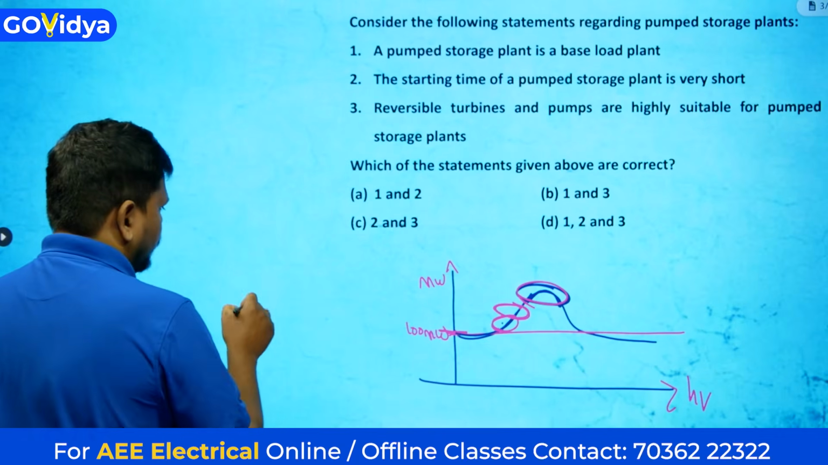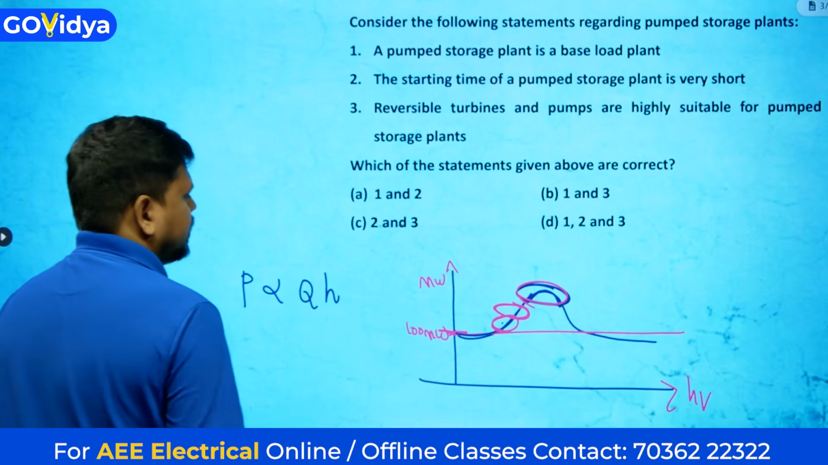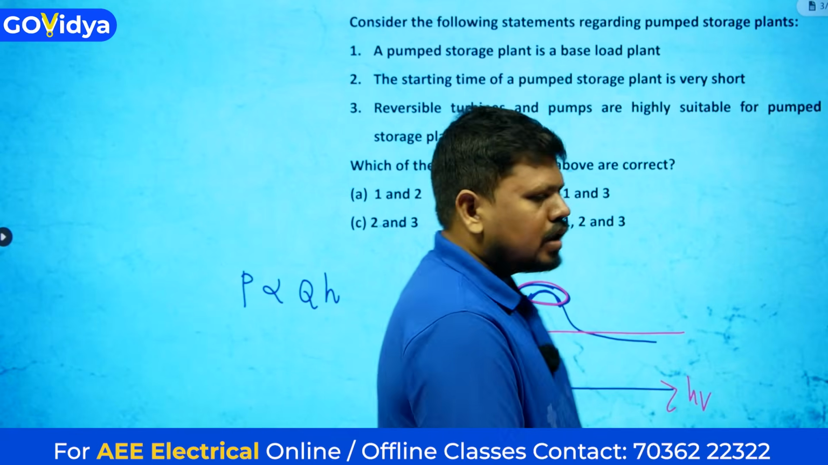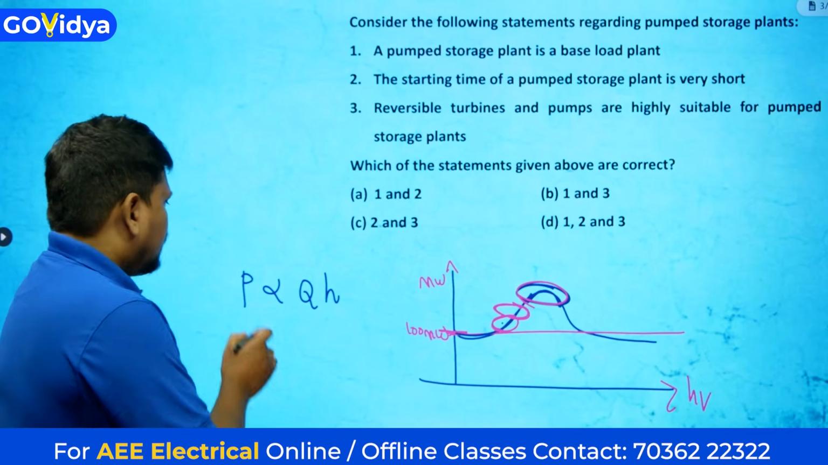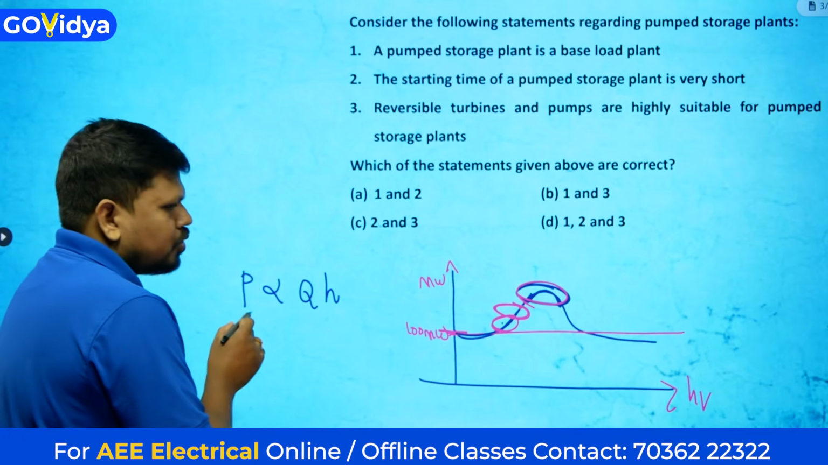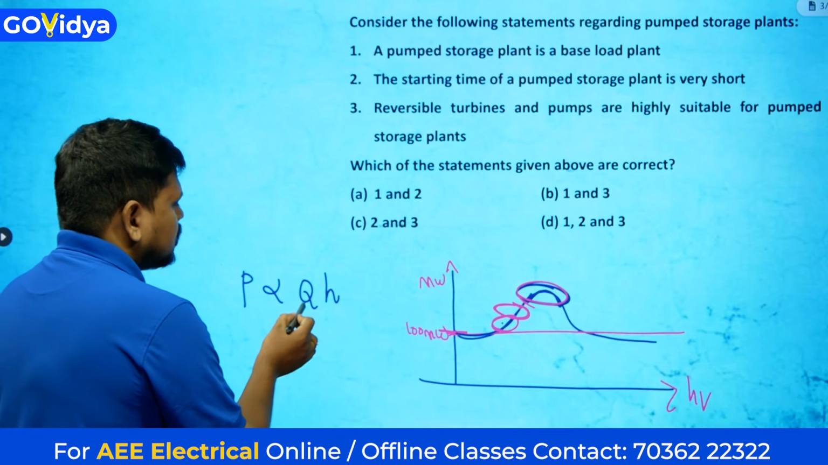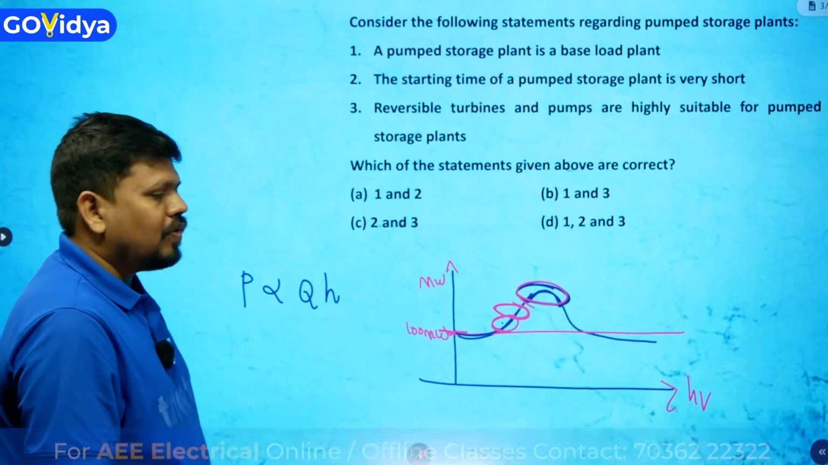Generally, power output will be proportional to discharge and similarly head. So these two, and there is a big formula, but no need to remember it now. Later, in a different question, we can understand that. So here, for the electrical power output from a hydroelectric power plant, we use Q as the discharge and H as the head. What is the head?